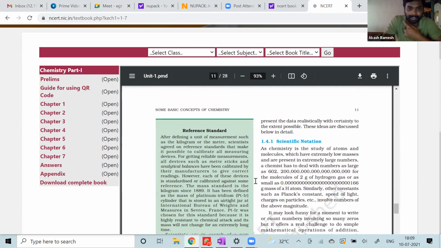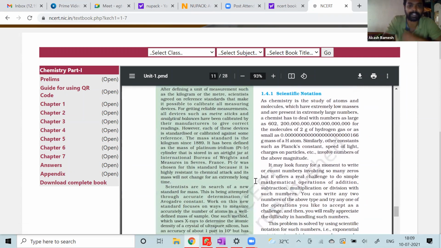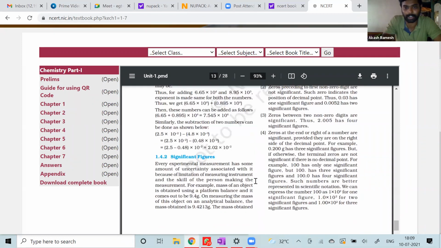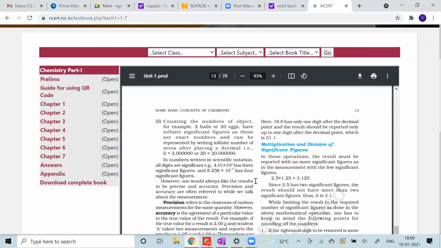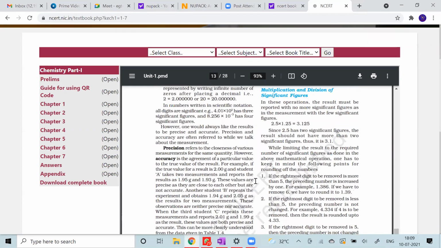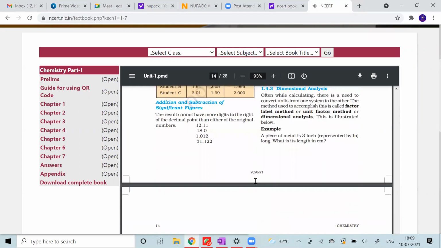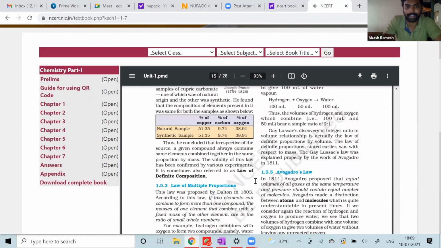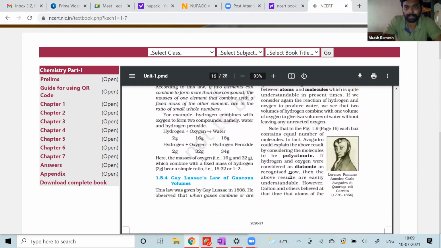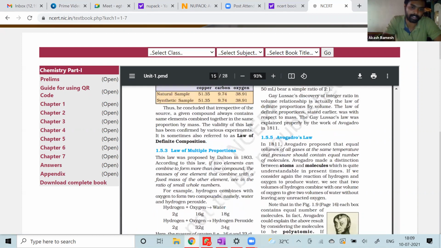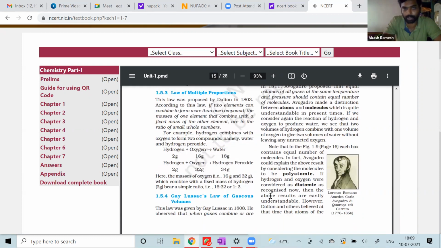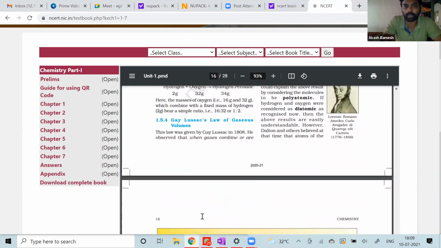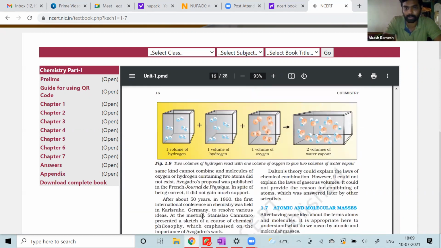Volume, uncertainty, scientific notation, everything you'll study in the physics first chapter. That is dimensional analysis, right? I don't want to spend time on this. Okay, law of conservation of mass, law of constant proportion, multiple proportions. Gay-Lussac's law, why is it coming here? It will come in the next chapter, don't worry, guys. We'll look into all this in the gaseous state chapter. This is Avogadro's law, Gay-Lussac's law. We'll see it again, don't worry.